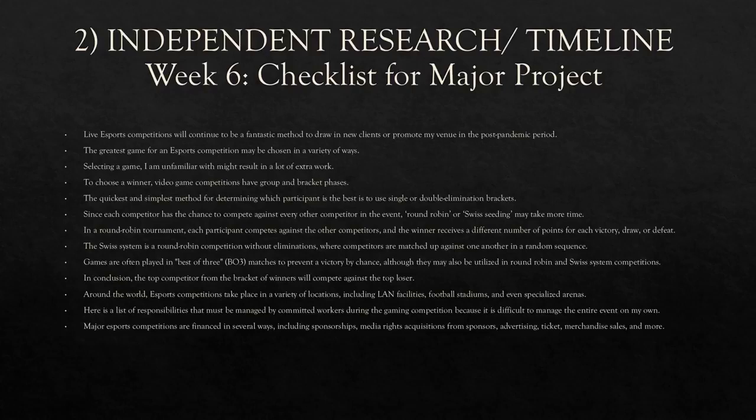Games are often played in best-of-3 matches to prevent a victory by chance, although they may also be utilized in round-robin and Swiss system competitions. A double elimination process has 2 rounds. Since losers of the first round remain in the competition and are not disqualified, this format generates a great degree of interest. In the conclusion, the top competitor from the bracket of winners will compete against the top loser. Fun fact, in the grand finale, the upper bracket representative is ahead 1-0 after the first game.